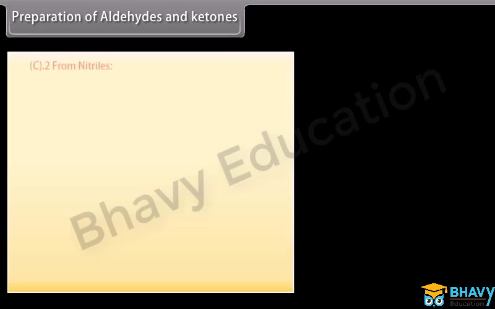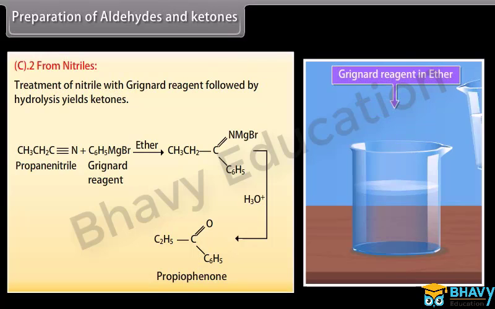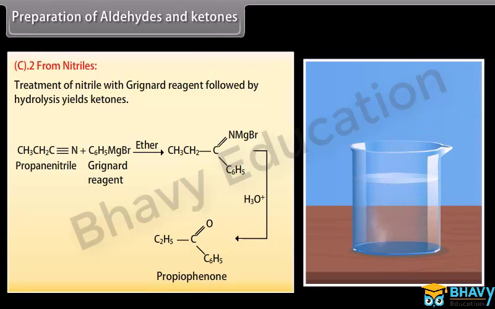Preparation of ketones from nitriles. Treatment of nitrile with Grignard reagent followed by hydrolysis yields ketones. Grignard reagent in ether reacts with benzonitrile and forms an intermediate, and then upon hydrolysis it gives propiophenone.